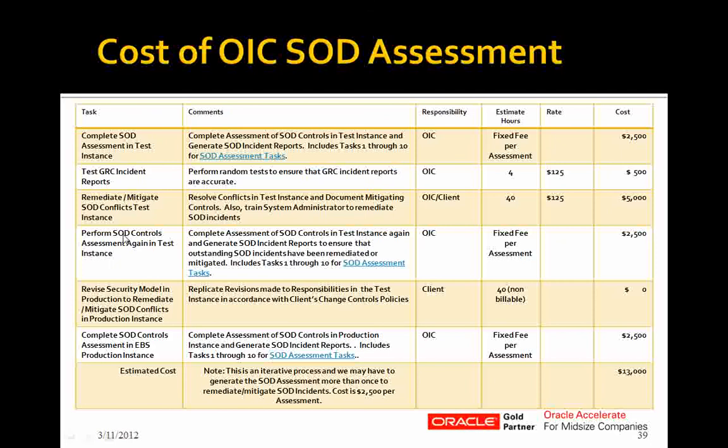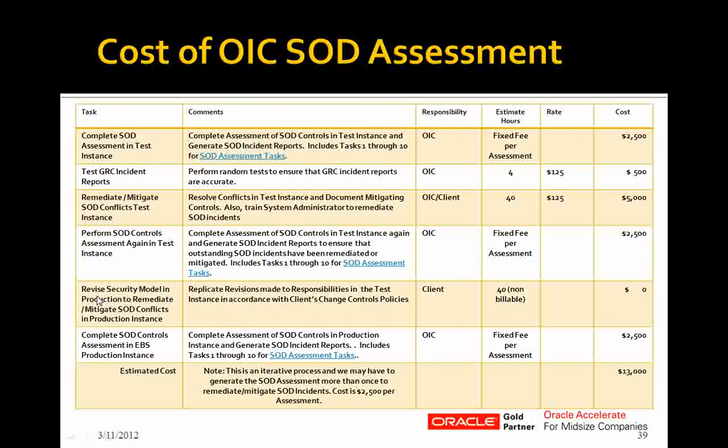Now, the next thing is to perform the SOD controls and that assessment again in the test instance. We did it once. We made the corrections in the EBS instance. Now we need to test it again to make sure we did what we needed to do, and that's where this price comes in, $2,500.